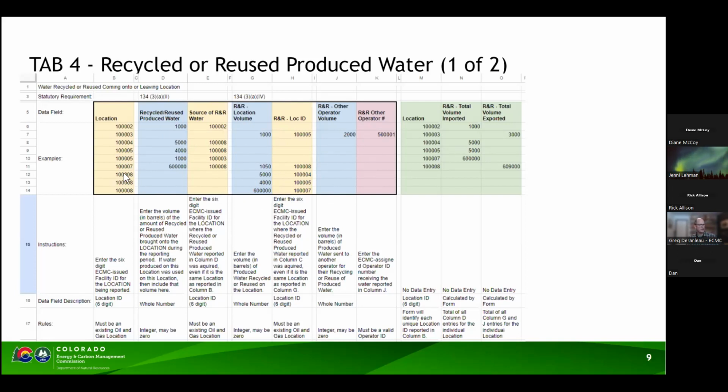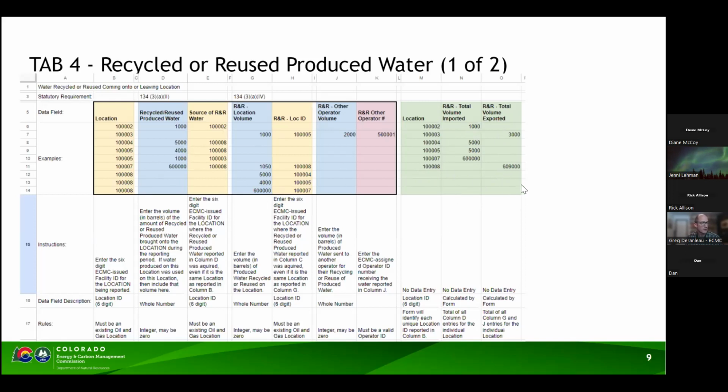And you'll see in this example, this location number 8 is a centralized E&P waste management facility. And so that's going to have water going off-site, and then that water also goes on-site to these other locations. So it looks like that water gets reported twice, but the statute requires that both of those actions be reported. Again, these green cells are total water volumes. You'll notice even though location 8 has 3 rows here, it only gets totaled once.